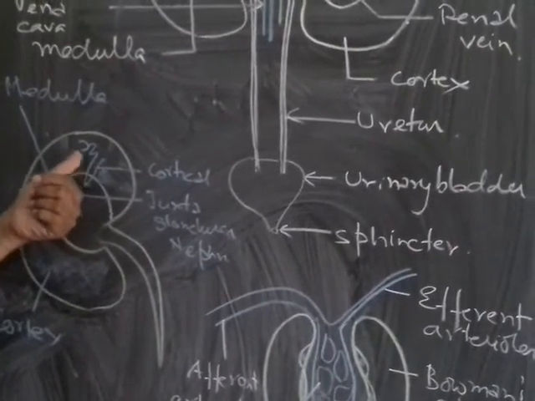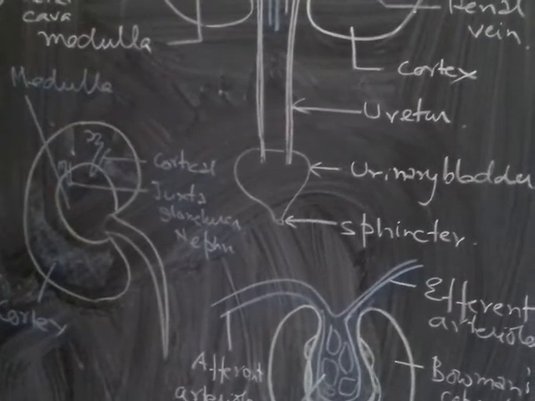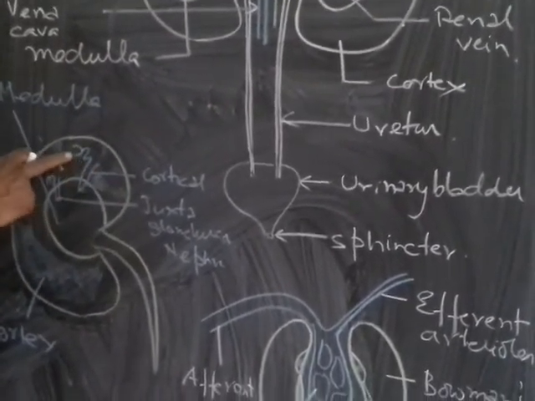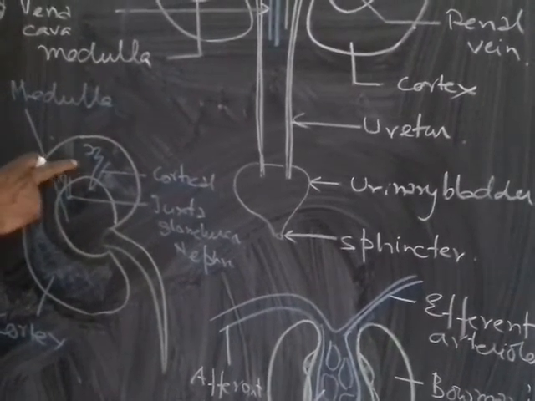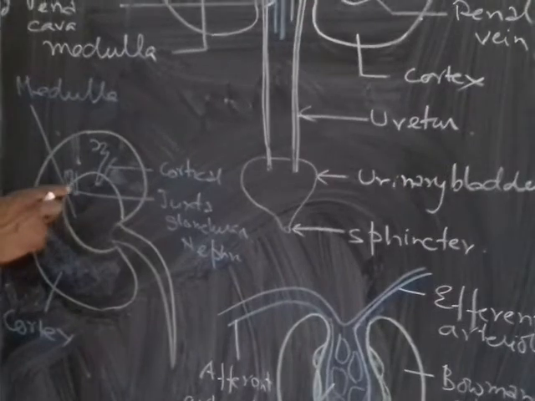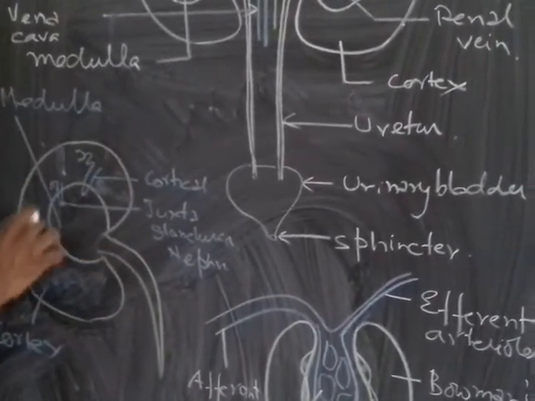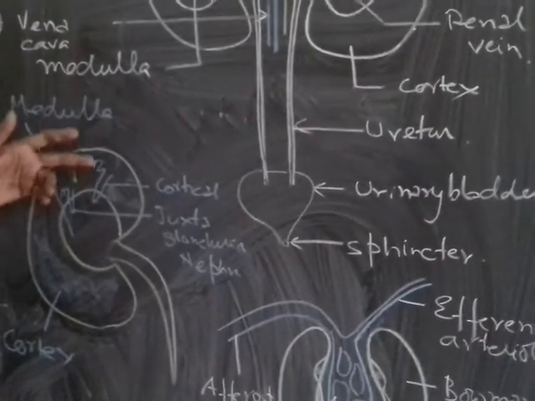The cortex is darker in color because of the rich content of blood vessels, and in this place all the Malpighian corpuscles or glomeruli are contained, while the loop of Henle runs into the medullary region. So it is darker in comparison with the medulla. And there are two types of nephrons here.